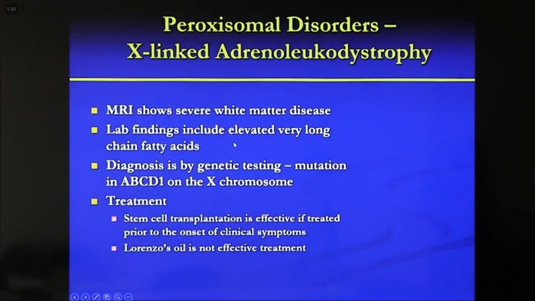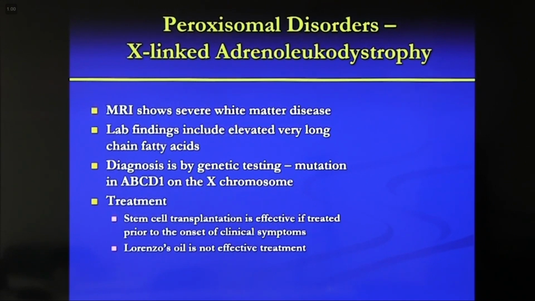In X-linked ALD, you have elevated very long chain fatty acids, and you have a mutation in this gene on the X chromosome. The reason that it's important is that there used to be something called Lorenzo's oil. They said it works. It doesn't really work. There is stem cell therapy, and that's effective if you treat it before the onset of clinical symptoms. So the problem is that most of these kids come after they're delayed, and that's too late to treat them with stem cell transplant. So that's why this is a newborn screening disease.